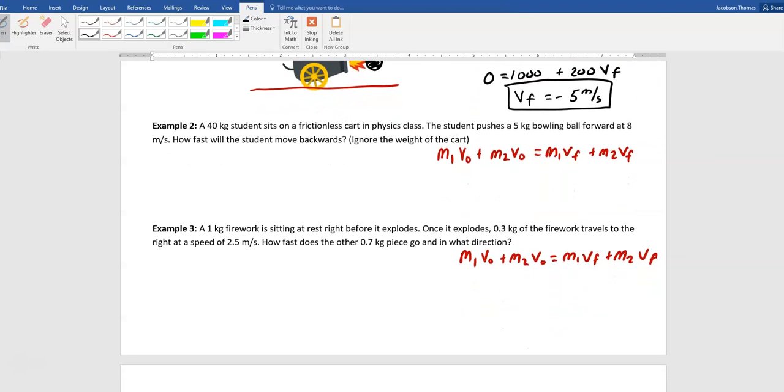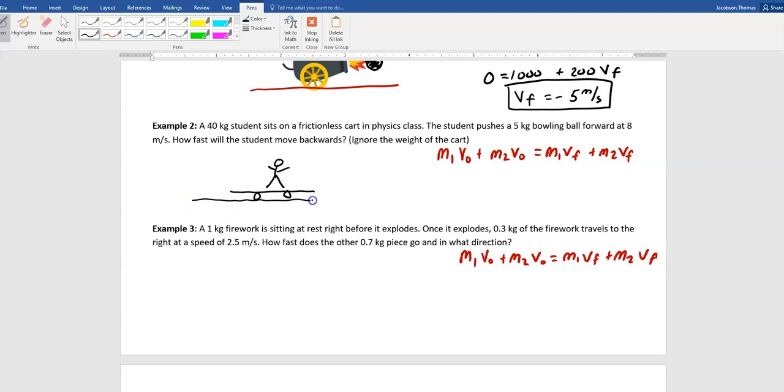Alright, example number 2. A 40 kilogram student sits on a frictionless cart in physics class. The student pushes a 5 kilogram bowling ball forward at 8 meters per second. How fast will the student be moving backwards? Okay, so this is like one of the carts we have in class. I'm actually just going to have them stand.